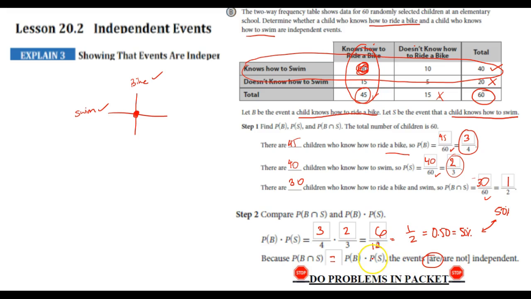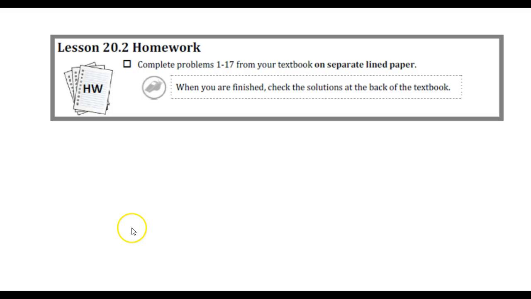Just as it says here, stop and do the problems in your packet. Go ahead and do those. On the next video, we will be going over the homework.